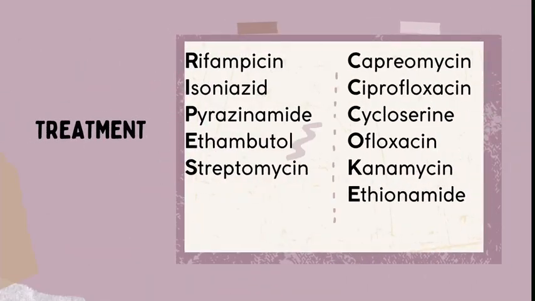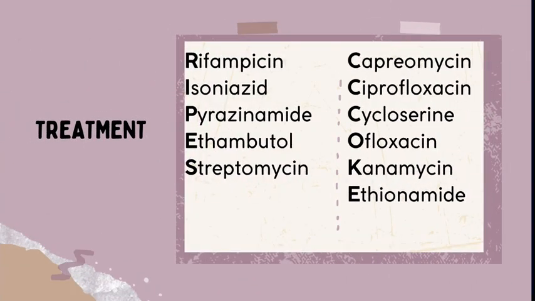Now let's proceed to the treatment. For the first-line drugs, we have the mnemonic RIPES. For the second-line drugs for TB, we have the mnemonic CC Coke. Yes, TB can be cured if the full course of the prescribed drugs is taken regularly and without interruption. The World Health Organization approved a standardized and effective cure for TB called DOTS, or TB DOTS. DOTS stands for Directly Observed Treatment Short Course.